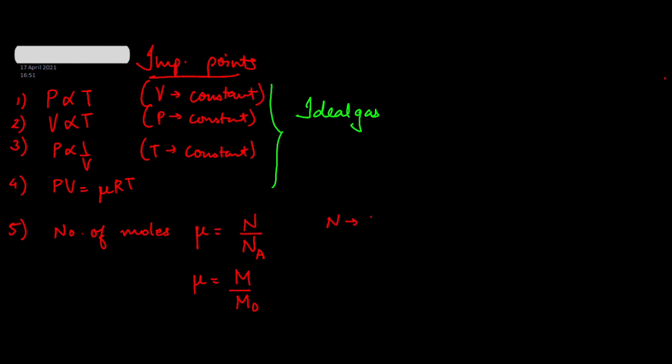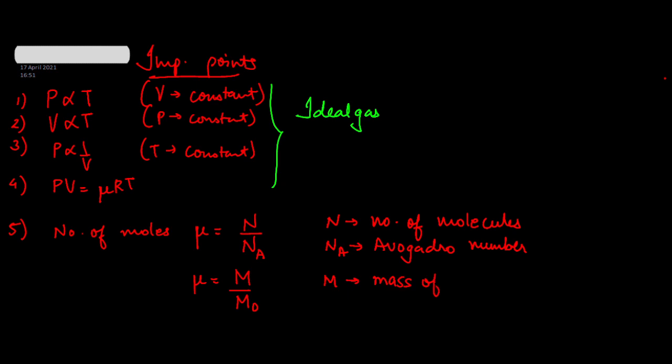N, number of molecules. Na, Avogadro number, which I'm sure you remember. Capital M, if you look at the derivation, we use capital M. Capital M is nothing but the mass of the gas. And M0 stands for the molar mass, not molecular, molar. The two words are different, please don't get confused.